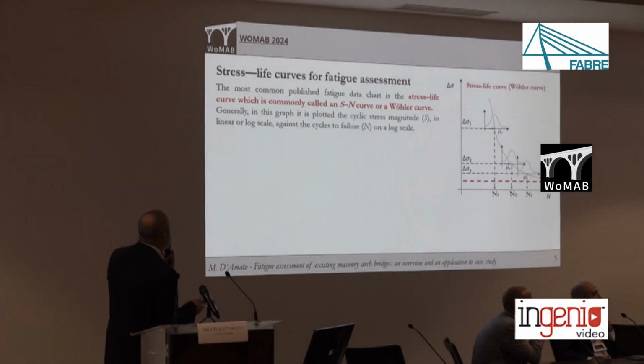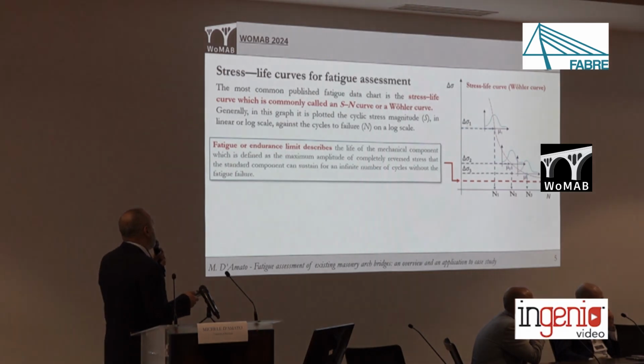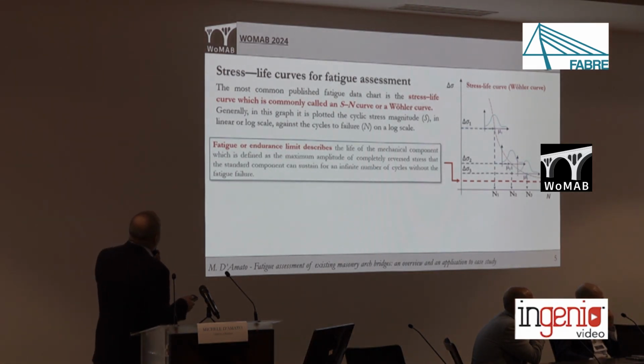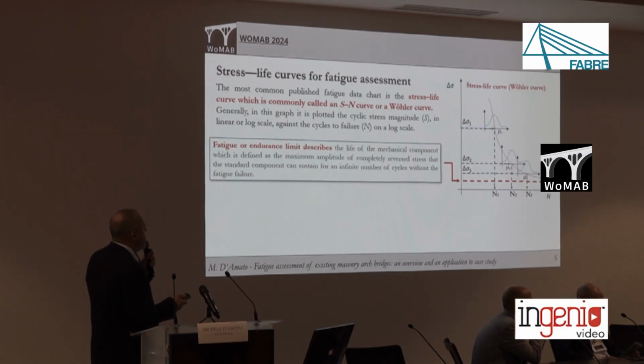How can we assess the fatigue behavior of a component or of a material? Usually we use a data chart called the stress life curves, or S-N curves, or Wöhler curves. In this chart, we plot the cyclic stress magnitude or the fluctuation, depending on how it is proposed. It provides, in a linear-log scale, the number of cycles at failure of a component or material. In the same chart, we can recognize the fatigue or endurance limit, that is the maximum stress that can be applied below which fatigue failure does not occur.